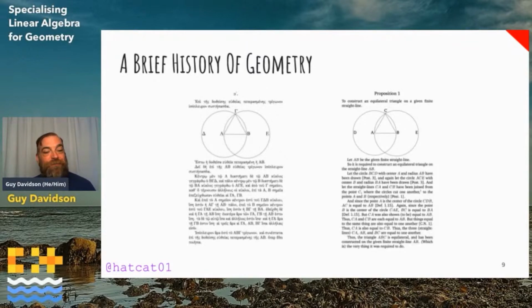Here's the English version. How to construct an equilateral triangle given a finite straight line. Create 2 circles of the radius of the straight line, put their centers at either end of the straight line, and where those circles intersect is the third point of the equilateral triangle, since all points of the circumference are equidistant from the circle's center. This is magnificent. Book Elements set the tone for mathematics, and it's looked pretty much like this ever since: definitions, postulates, and propositions.